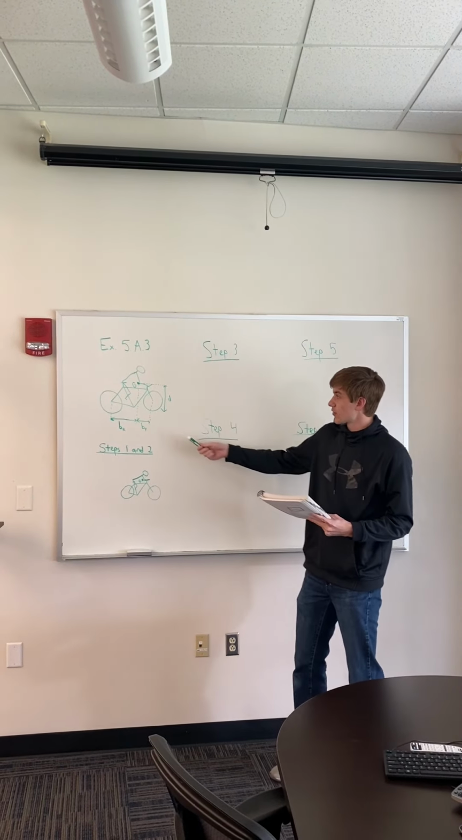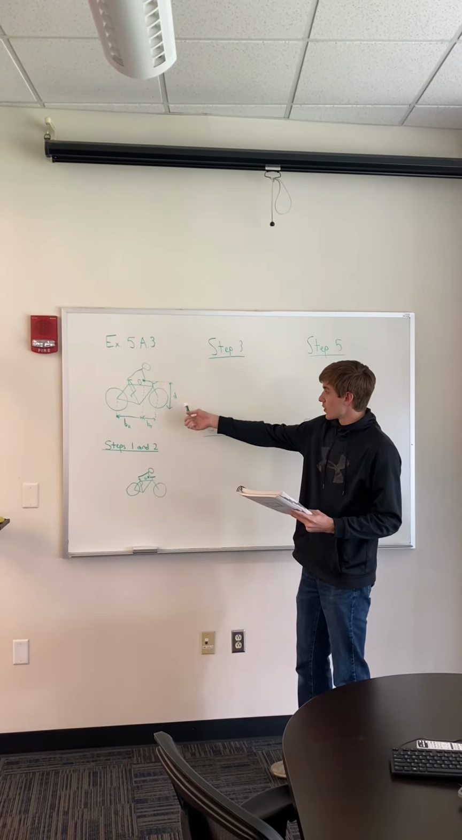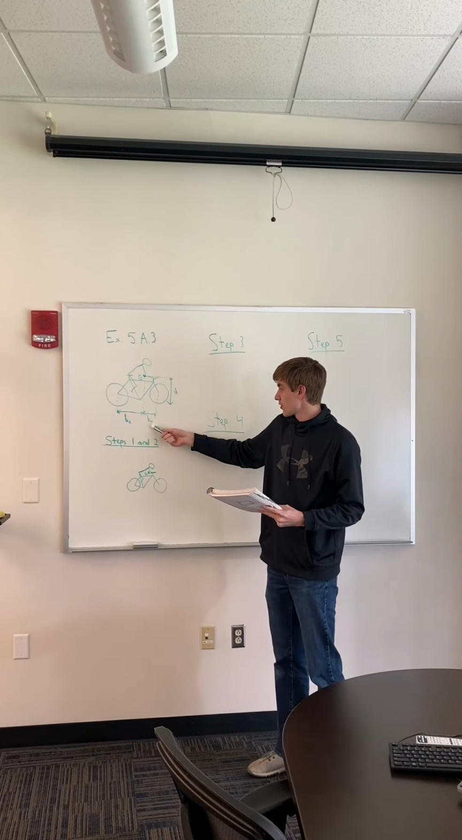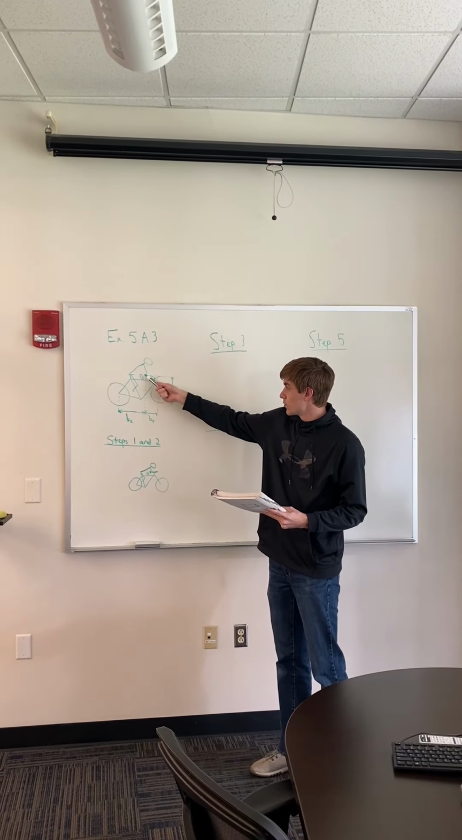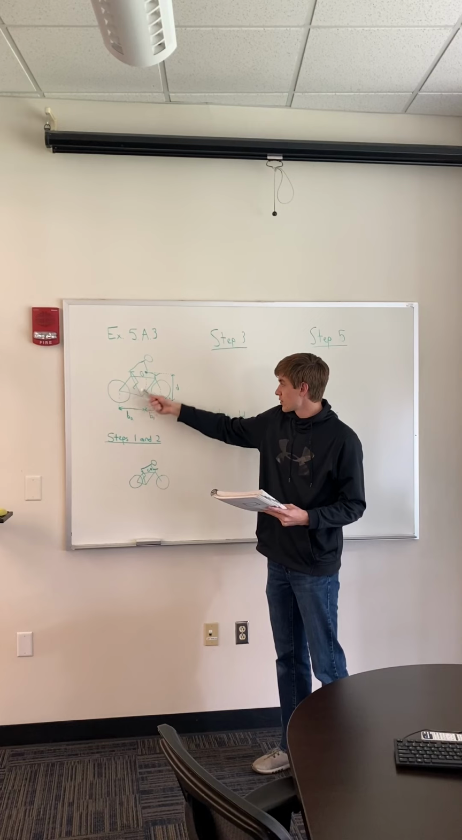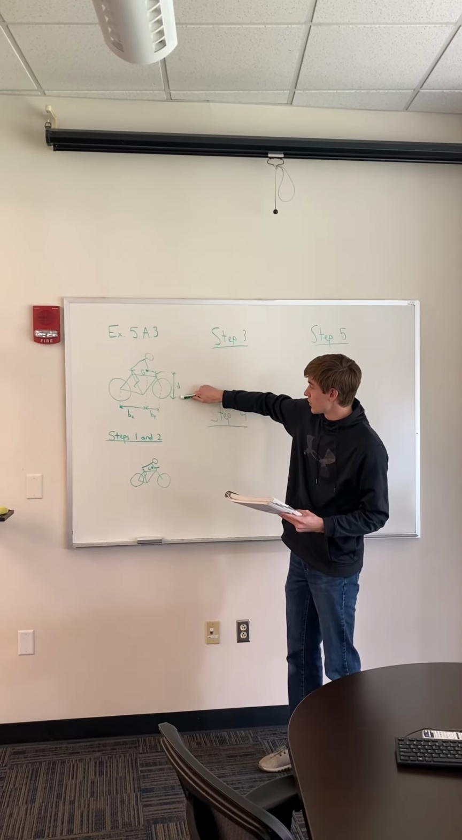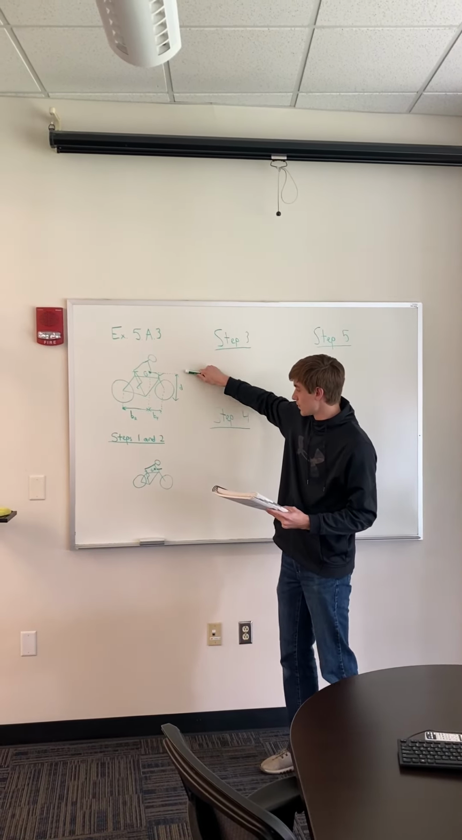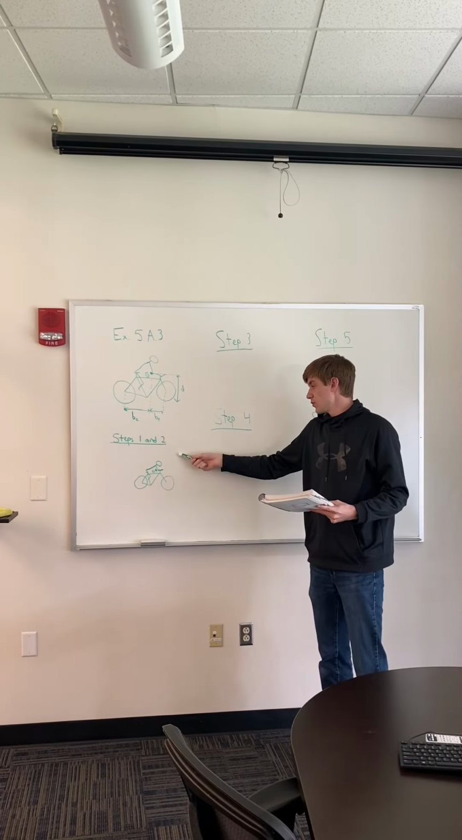So here you can see I've drawn the bicyclist. We're going to the right. The distance here is labeled from the front brake to our center of gravity, as well as the rear brake to our center of gravity, and then the distance between the ground and the center of gravity as well. So starting off with step 1 and 2, pretty simple.